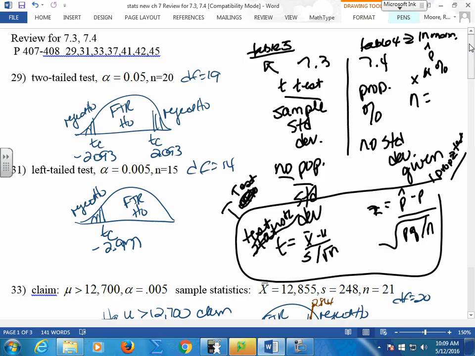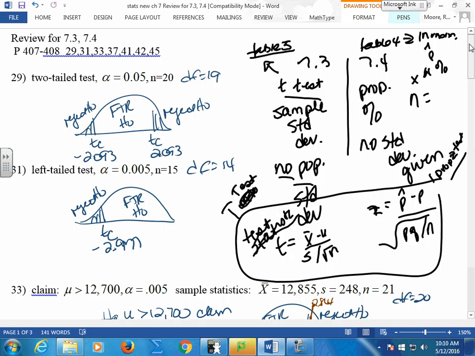Should those values be the same or should they be different? They should be the same. Should they both be positive? No. The left side should be negative. So do we get these values from your table 5? Make sure. Do not call me over tomorrow saying I don't know what to do.